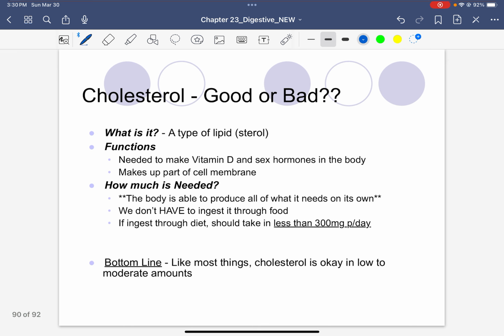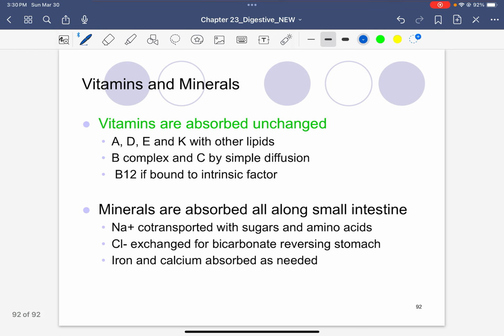Okay, I'm not going to ask you this, but there's a typo, so I want to make sure that I'm giving you the proper information. Again, you don't need to know this for a test, but if you're reading through it, cholesterol should be less than 200 milligrams. 300 was a typo, but not on the test.